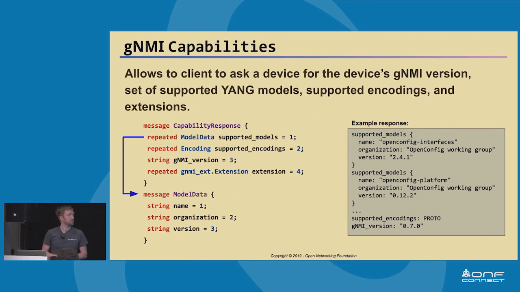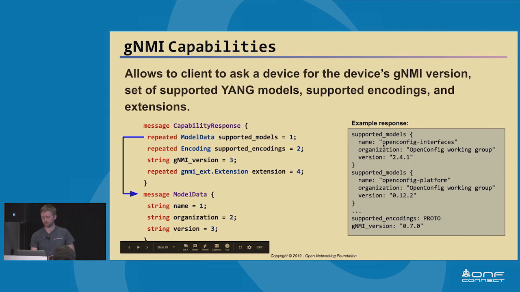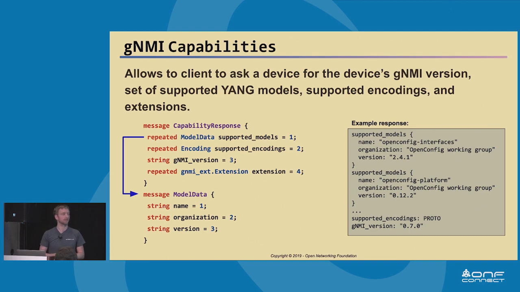The last thing was capabilities. So this enables clients to ask a device for the device's gnmi version, the set of supported Yang models, supported encodings, and its extensions. So we'll get back a capability response that has a list of model data. Model data is basically name, organization, and version of the models that we're supporting. So for example, we have maybe openconfig-interfaces, openconfig platform. We support proto encoding, and this is gnmi version 0.7.0. So this is a way, when you're just getting started from a client, to interrogate a device to understand what types of models you can use to interact with it.